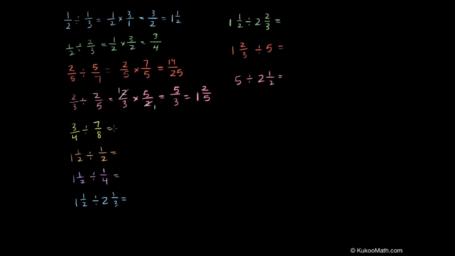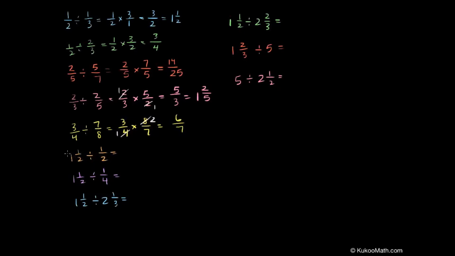Next problem, 3/4 divided by 7/8 is the same thing as 3/4 times 8/7. Simplify the 4 and the 8, so this becomes 1 and 2. 3 and 7 can't be simplified, so now we just multiply across. 6/7. That's our answer.